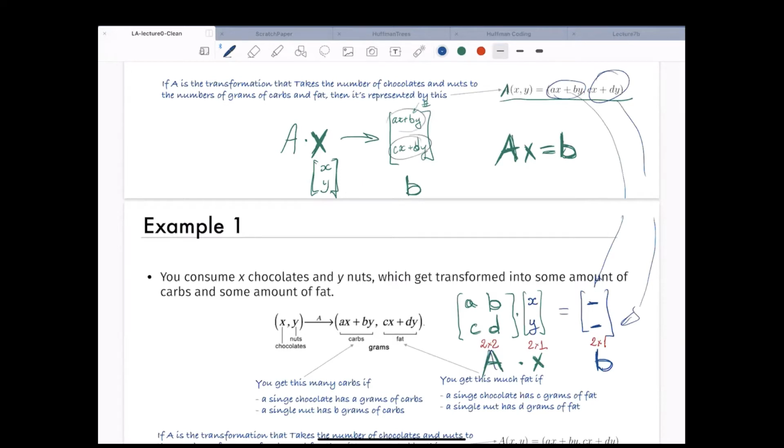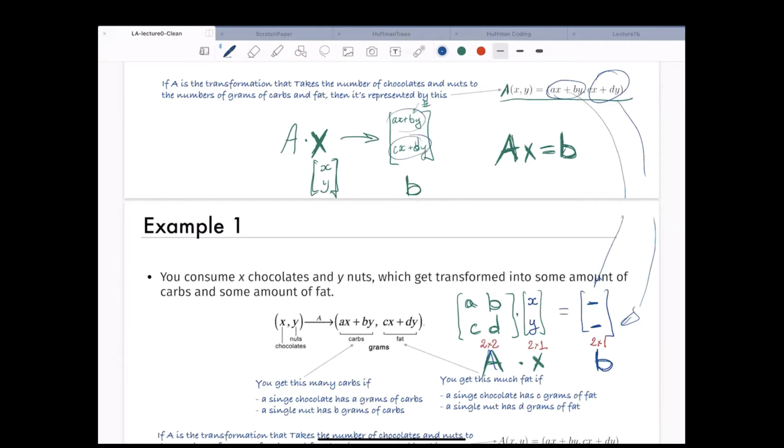This A here, this rectangular array of numbers, is now my transformation. So notice what I'm doing. I'm associating the whole rectangular array of numbers, the whole matrix, with one transformation. What does the transformation do? It applies, just as our functions from calculus. Those applied to numbers, and out came other numbers. This one applies to chocolates and nuts, and out come carbs and fats. That's a transformation, and it is a linear transformation.